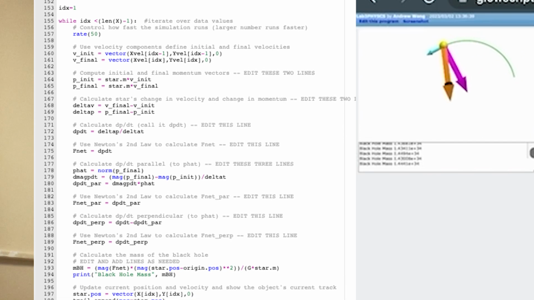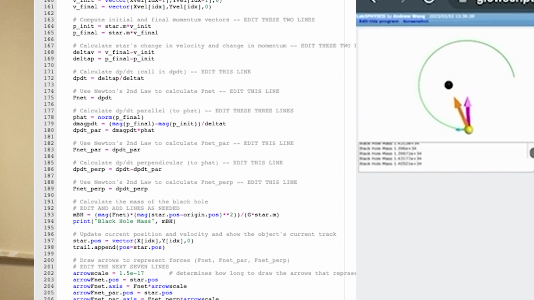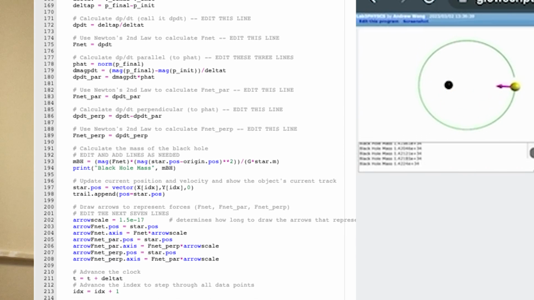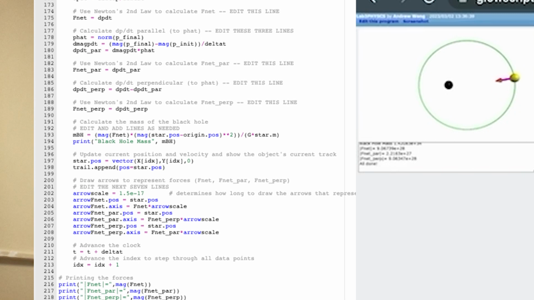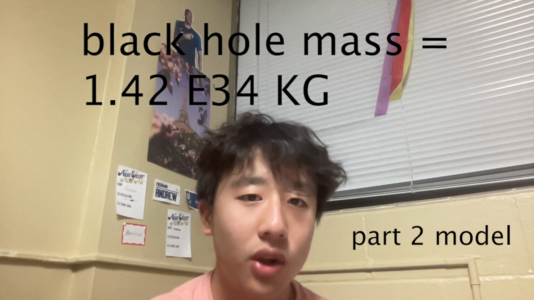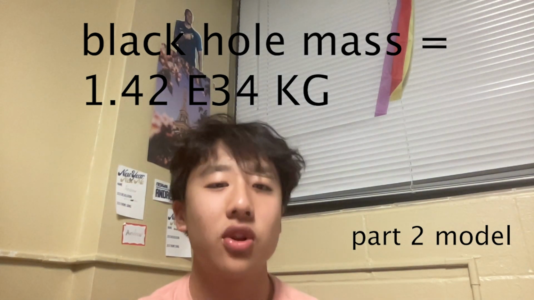To find the mass of the black hole, I multiplied the magnitude of F net by the magnitude of the distance between the star and the black hole squared, divided by the G constant times the mass of the star. This comes from the universal gravitational force formula. The mass of the black hole I found through this was about 1.42e34 kilograms.